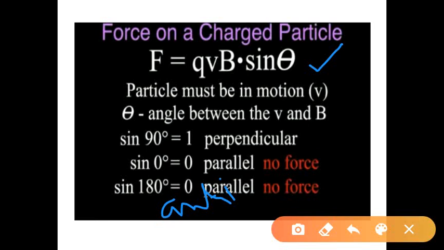And the last case is theta is equal to 180 degree. That is when the charged particle moves in the opposite direction of the magnetic field. In this case, sin 180 is equal to 0. Therefore, the magnetic force F will be 0 again. In this case also, the charged particle will move without any change in its motion.